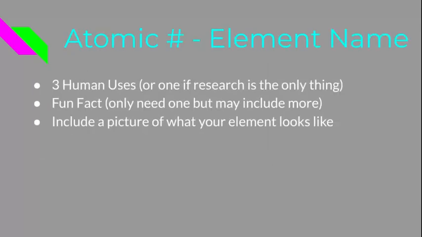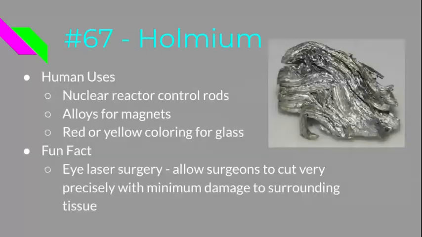Now, slide 2 for each one. I want you to put, again, the atomic number and the element name. I put 3 human uses, or 1 if research is the only thing. Or if there's no uses known, put that, because some of the elements that you guys looked up, there's not a lot known about them, and that's okay. And then I want you to put a fun fact. You only have to put 1, but if you want to put more than 1, that's fine. And then the last thing for slide number 2 is I want you to include a picture of what your element looks like. So let's look at my slide number 2.